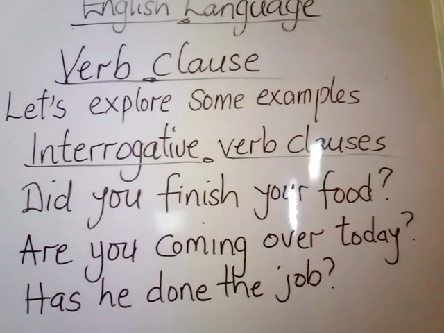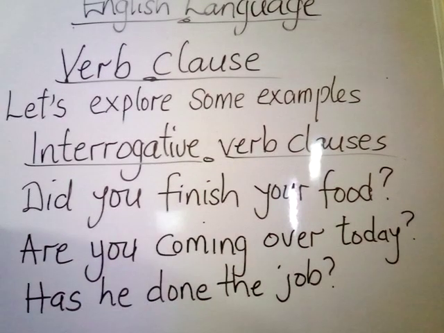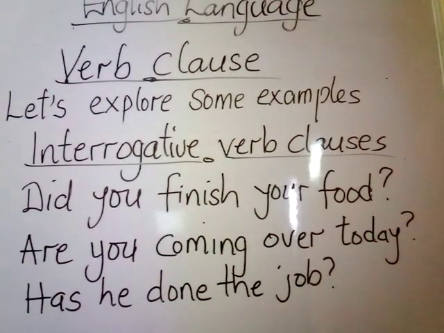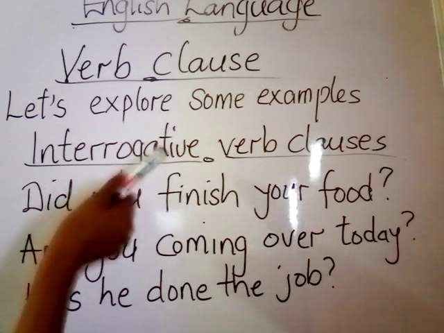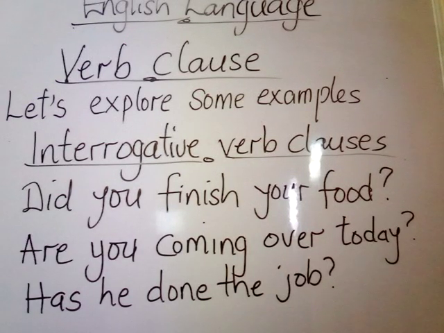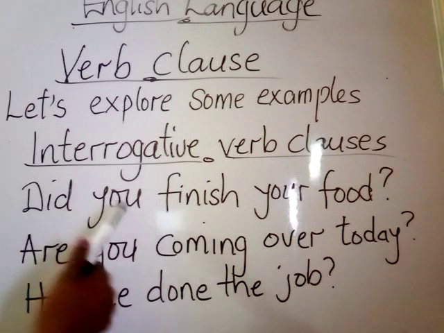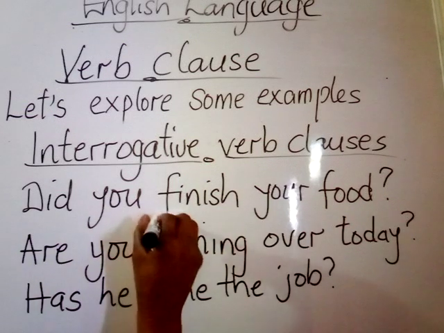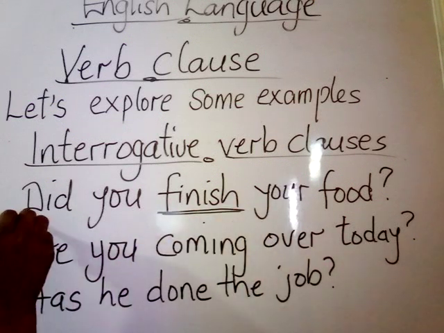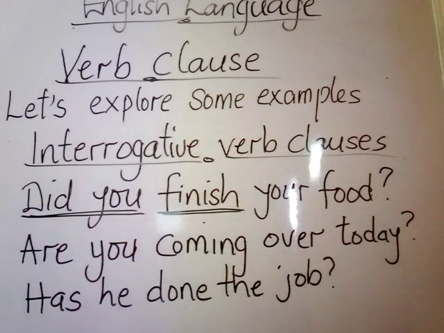All right, so the next category we're looking at is the interrogative verb clauses. So this interrogation, remember, means to question, okay, to ask questions. So interrogative verb clauses are those verb clauses that ask questions. For example, did you finish your food? Here we know that finish is the main verb, okay, but the did you here is giving form to the verb finish. It's aiding it to make more sense. So did you finish forms the verb clause in this sentence.